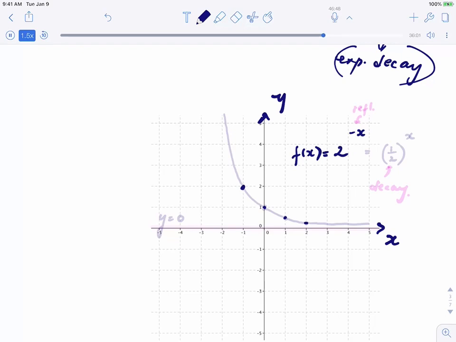Just think back of your reflections, right? So if you're reflecting to the y-axis, you're switching the x-coordinates from positive to negative, from negative to positive. So that's one good way to think of it. But there is another way, too. So if I have a decay, remember before it was 2 to the x, and that gives me growth. How would I get a decay? What needs to happen going in time? It needs to decrease. How do I decrease?